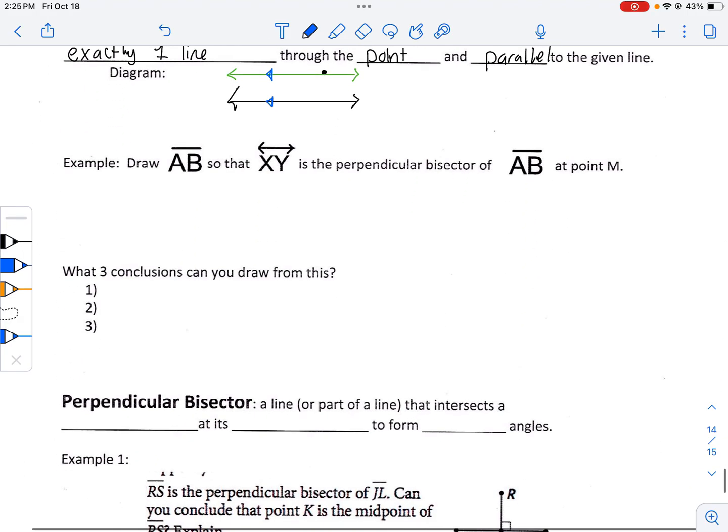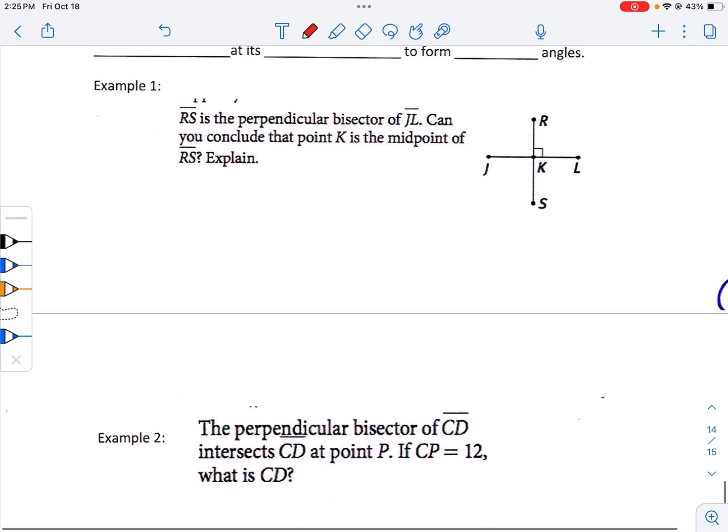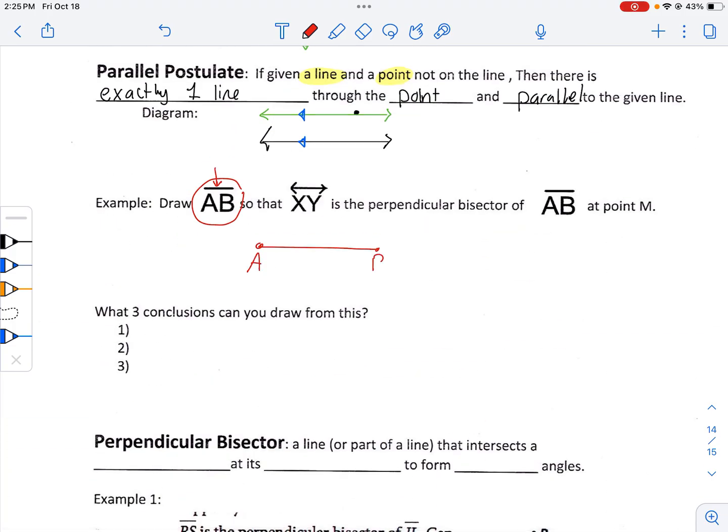Adding on to that, we're going to draw a little example here. It says draw AB. Keep in mind the notation: this is telling me to draw a segment, so I'm going to draw a segment with endpoints A and B. Then it says we're going to draw a line, again notice the notation, that is the perpendicular bisector of AB. Perpendicular means that when these intersect, it has to form a right angle. Bisect means that it has to cut in half. So we're basically going to draw a line that cuts AB in half.